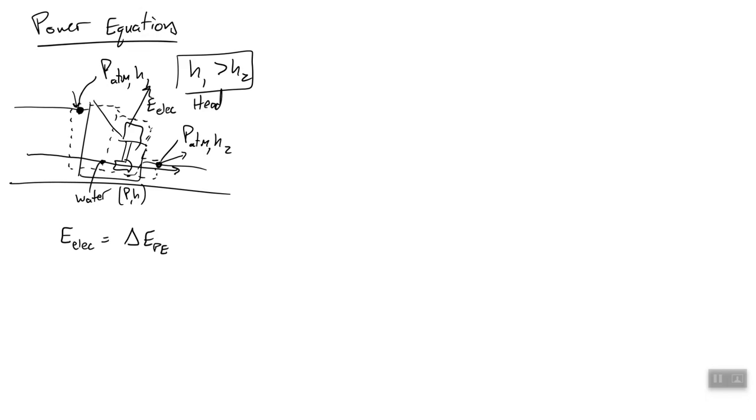Okay? And so from the last video, we learned that delta PE, or the change in potential energy, is as simple as the mass of the water. Say, let's pick a little packet of water here and a packet of water here. So the mass of that packet times the gravitational constant times the change in height, which again is the head of our dam. Okay, this is the maximum energy extracted.